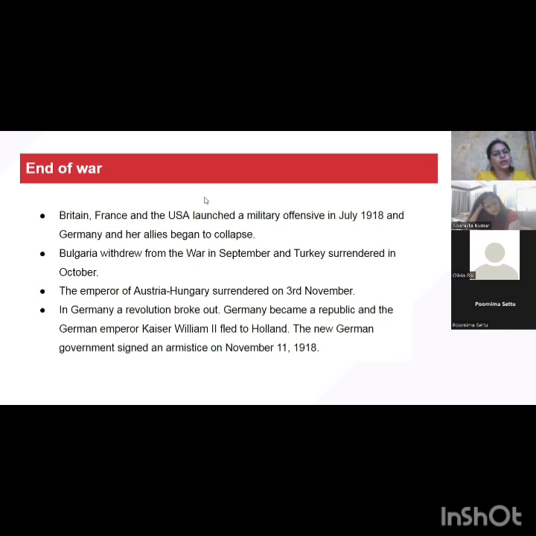So when he fled to Holland, people were like, the king himself is not there. The one who dragged us into this war, he is not there. So ultimately, people formed a new government, and that government is called the Weimar Republic.